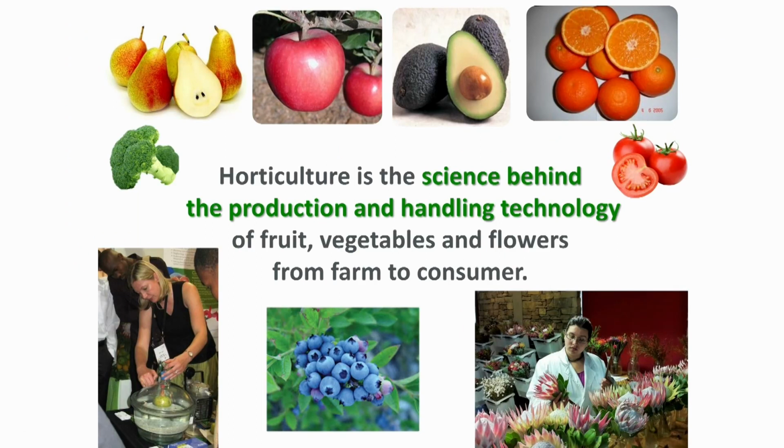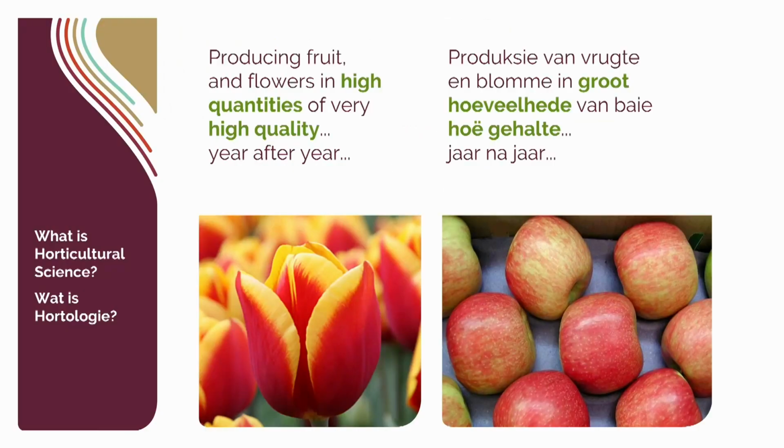So horticulture is the science behind the production and handling technology of fruit and vegetables and flowers from the farm to the consumer. We produce fruit and flowers in high quantities of very high quality, year after year. Because it's commercial, it needs to be viable, and therefore the high quantities of high quality is very important.